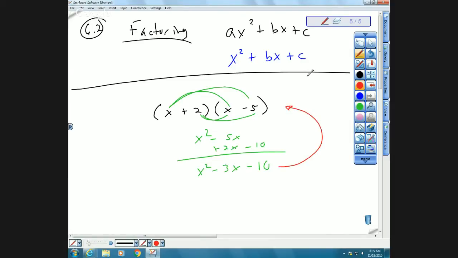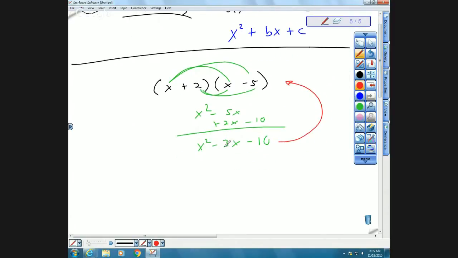And the way you're going to do that is you're going to look at what multiplies to be the last number and adds up to be the middle number. And if you look back here, negative 5 times 2 is negative 10. Negative 5 plus 2 is negative 3.